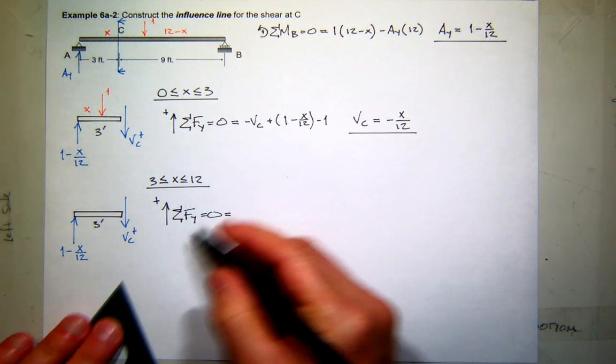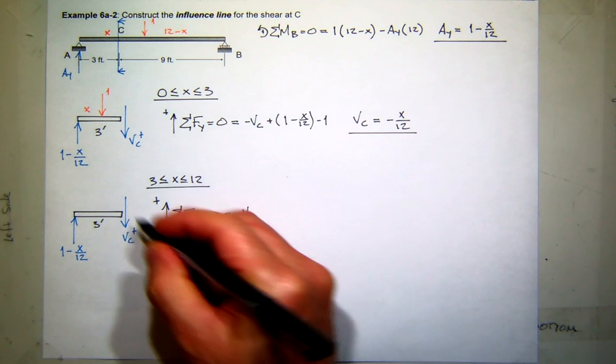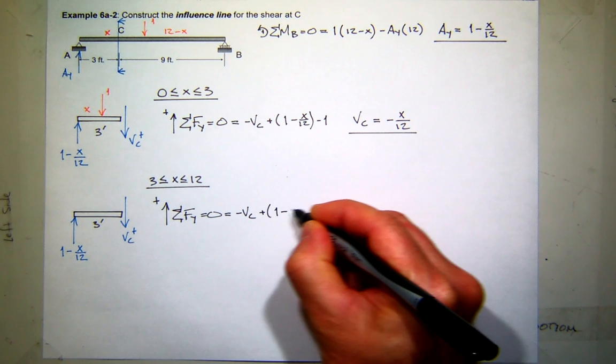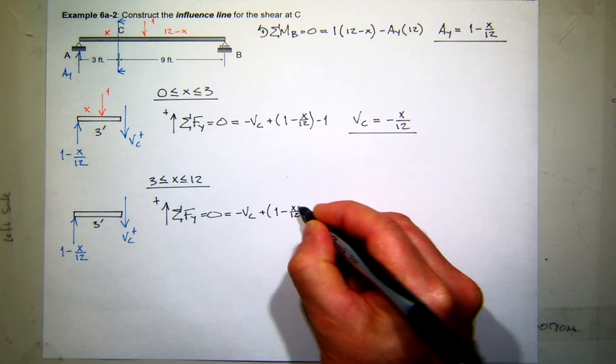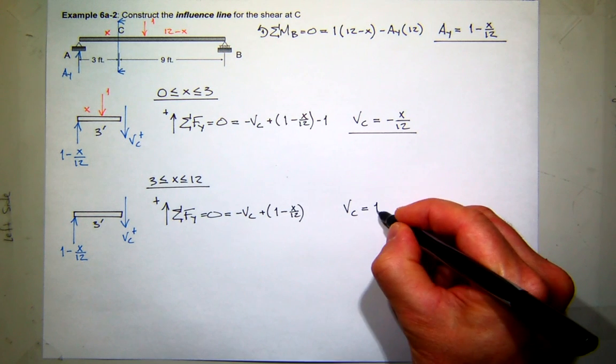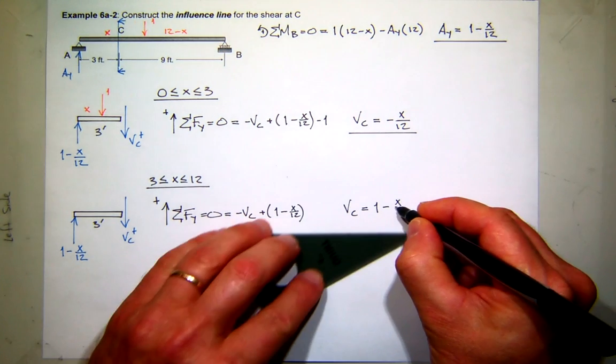So, the force is still down. The shear at C is acting down, and this force is acting up. Solve for the shear at C, and I get 1 minus x over 12.